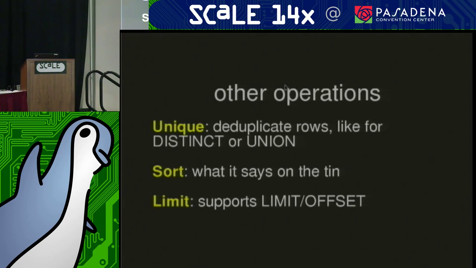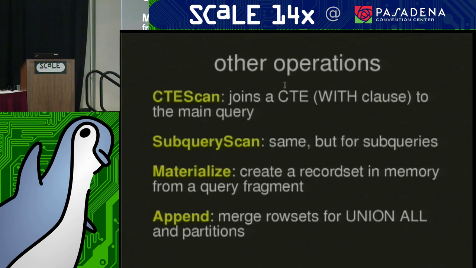A sort should be obvious, right? We're going to have a sort. Limit, if using limit or offset, that's the node you'll see, the limit node. Other operations, CTE scan, that's with clauses. So if you have a with clause, and then you have another query portion that is querying that with clause, you'll see a CTE scan node that's our reference to the with clause.